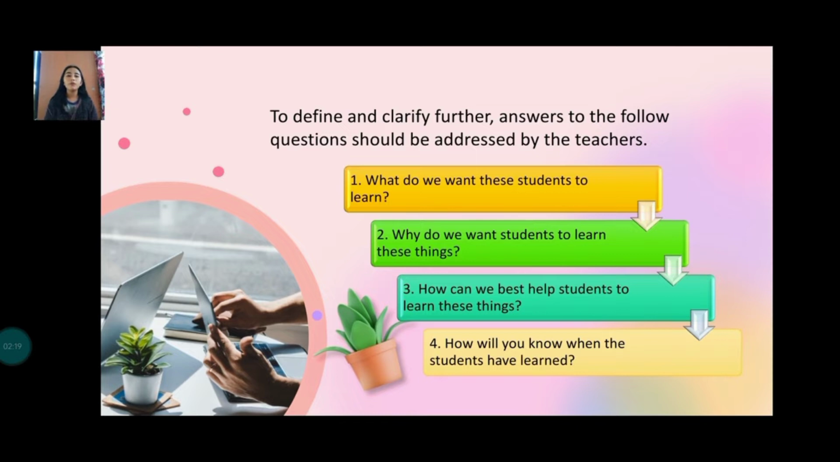So third, how can we best help students to learn these things? As teachers and facilitators, we must know the ways on how we can help them to learn better. There are so many ways on how we can teach them in an interesting and fun way, but at the same time, they can gain knowledge from it. So last is, how will you know when the students have learned? In this question, it says that assessment is very important. Why? Because in this way, you can check whether your students have learned something or not.